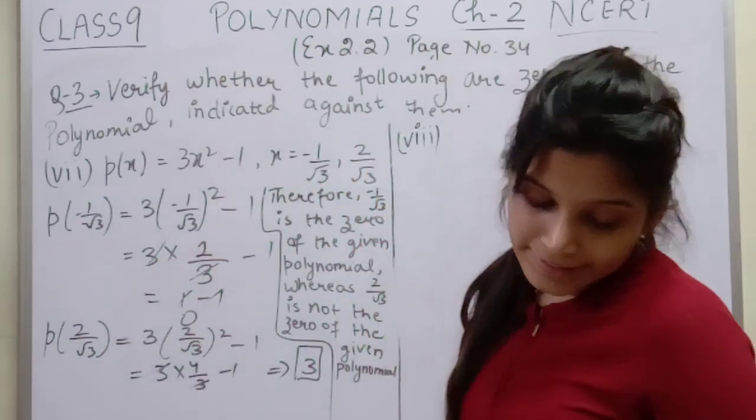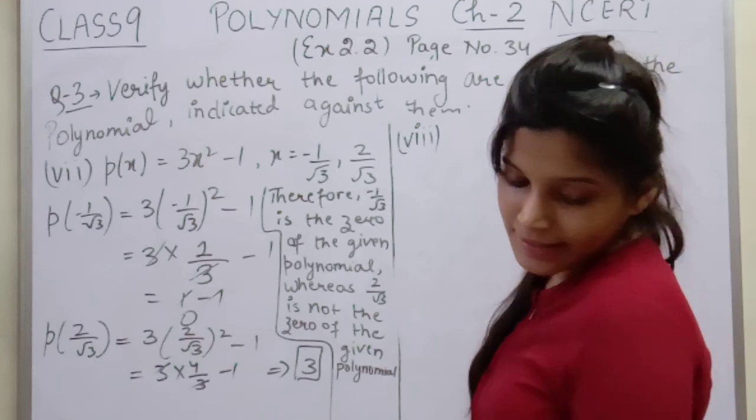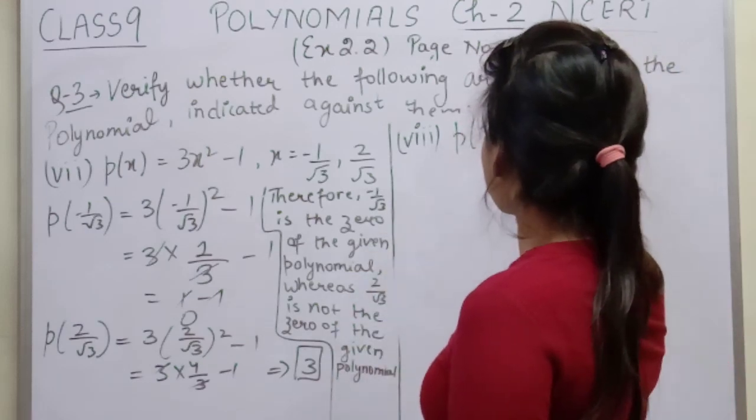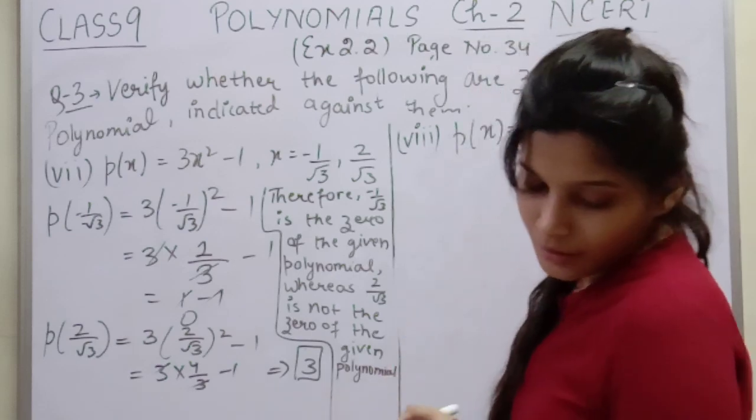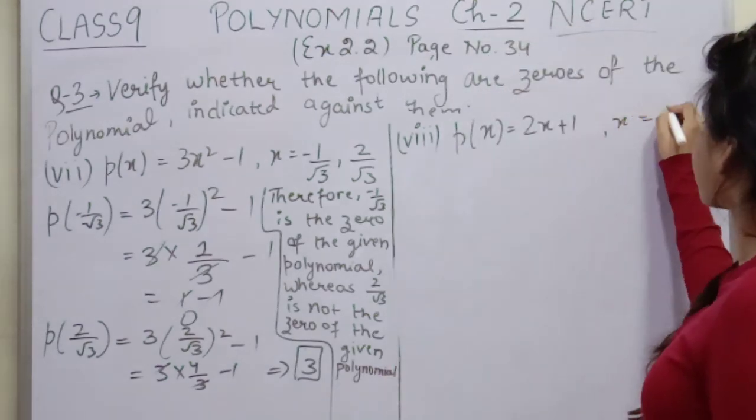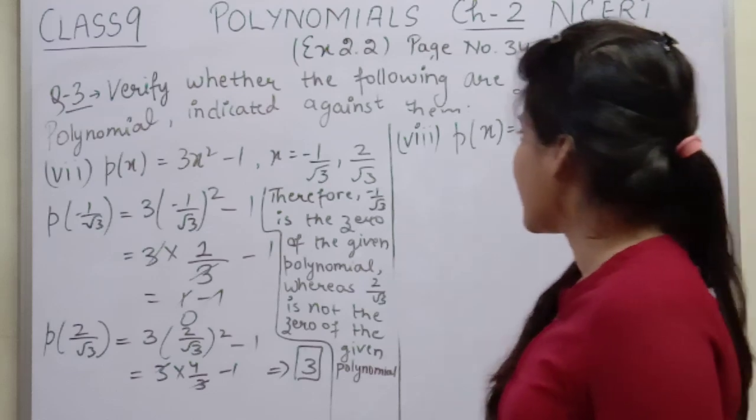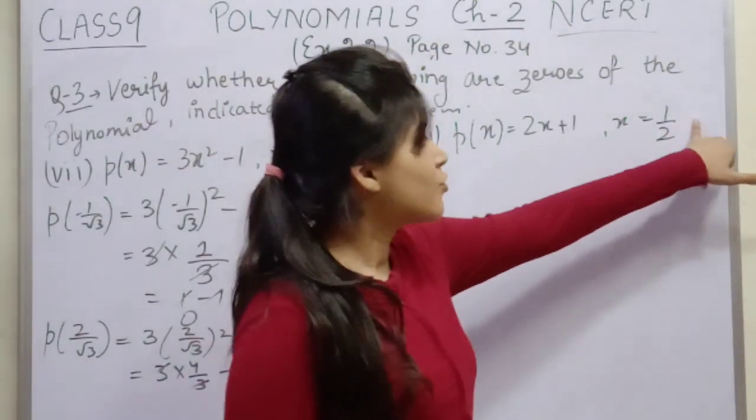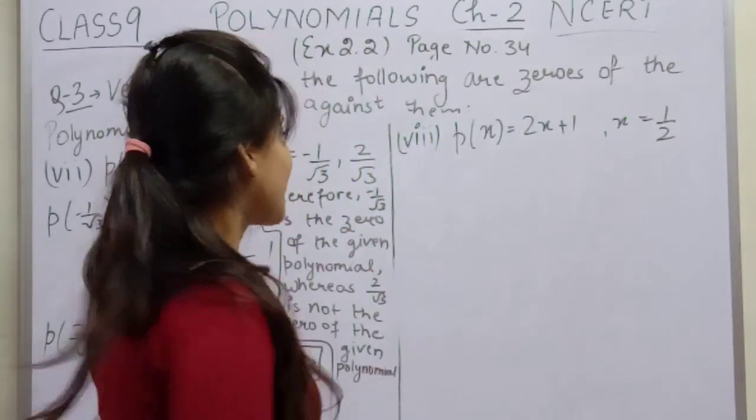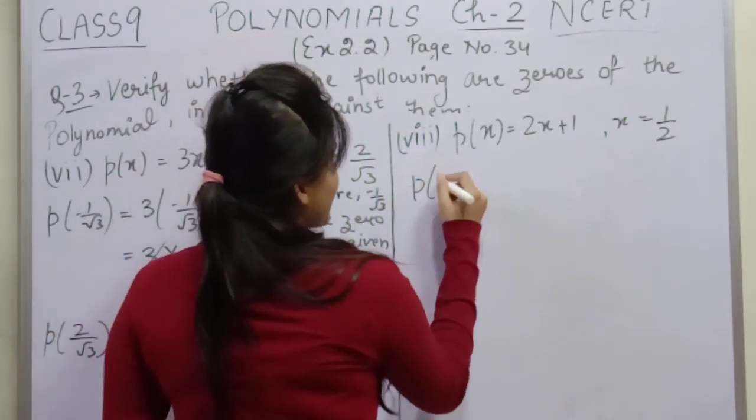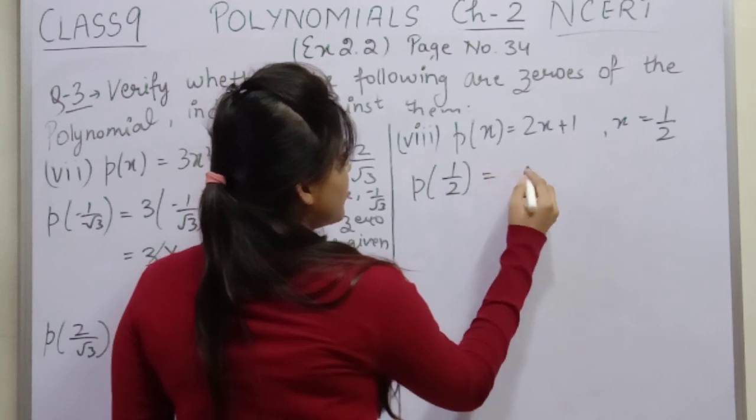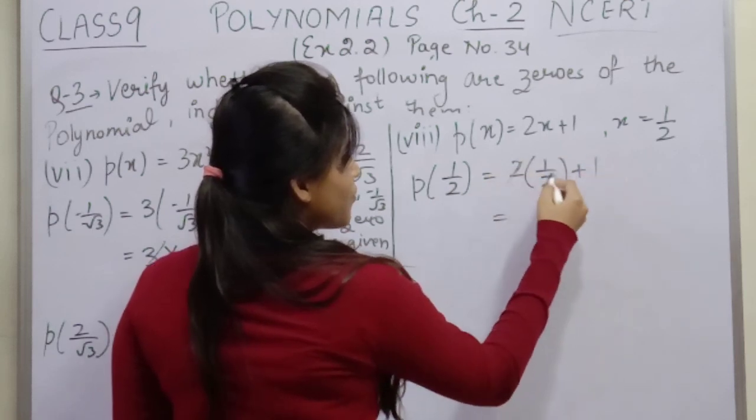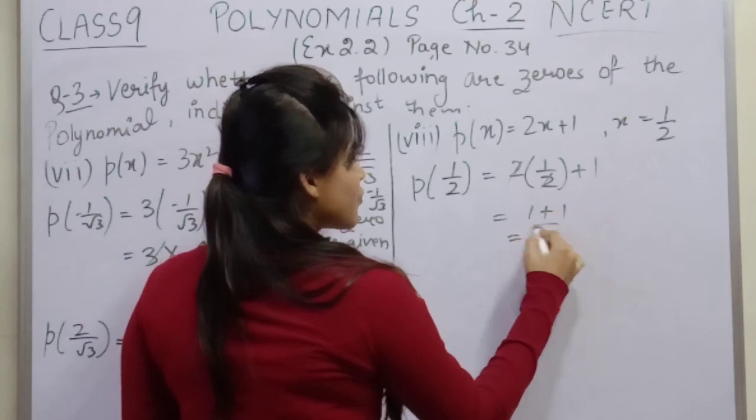So, the 8th part, p(x) equals 2x plus 1, where x is half, right? So, p(x) equals 2x plus 1, where x is half. Now we will put 1 upon 2 and check. In place of x, putting 1 upon 2, that will give us 2 into 1 upon 2 plus 1. So 2 cancels 2, 1 plus 1 is 2.